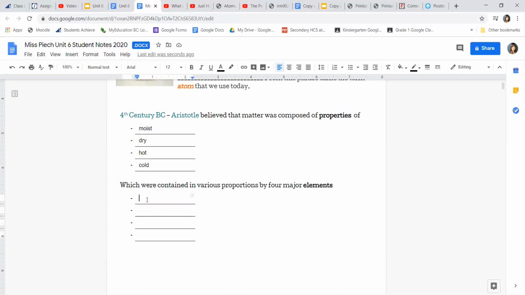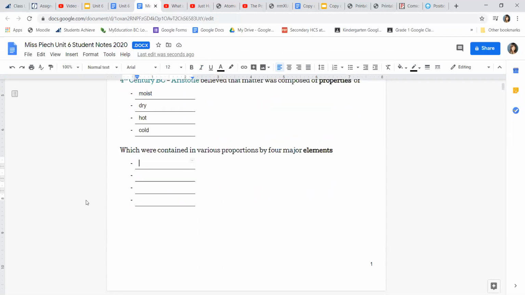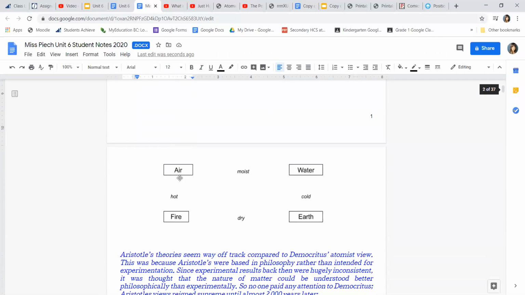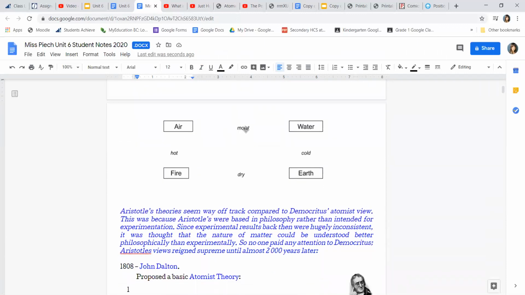And then with that being the case, these are the properties, and what would happen is they were contained in various proportions by 4 major elements, and that's where we have our water, we have our air, we have fire, and we have earth. So that was Aristotle's perspective. And if you read down here, you can see how he made it so that it all related to each other as far as moist, cold, dry, hot, and how that fit in with the different elements.